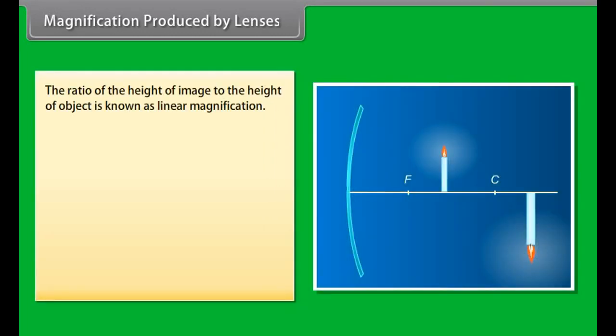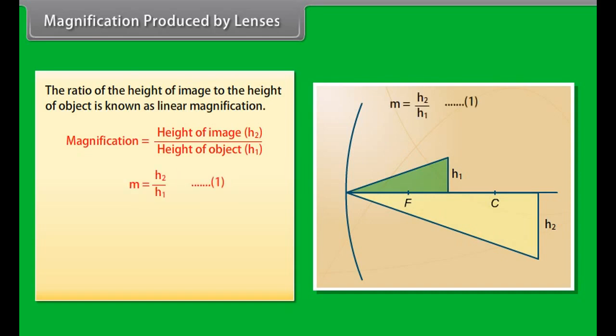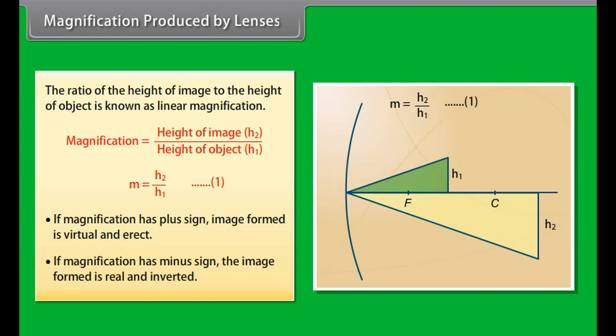The ratio of the height of image to the height of object is known as linear magnification. Magnification is equal to height of image h2 upon height of object h1. M is equal to h2 upon h1, which is equation 1. If magnification has a plus sign, the image formed is virtual and erect. If magnification has a minus sign, the image formed is real and inverted.